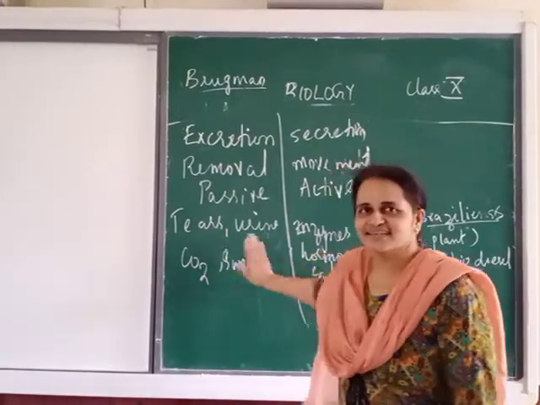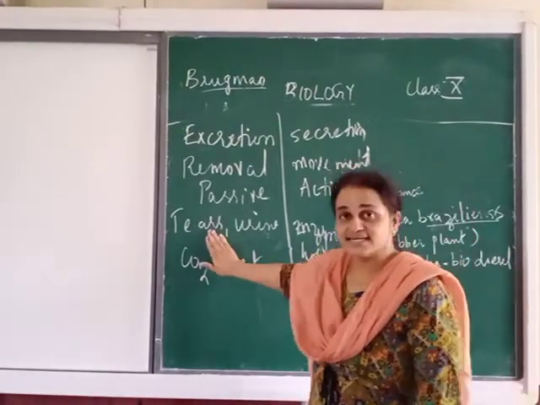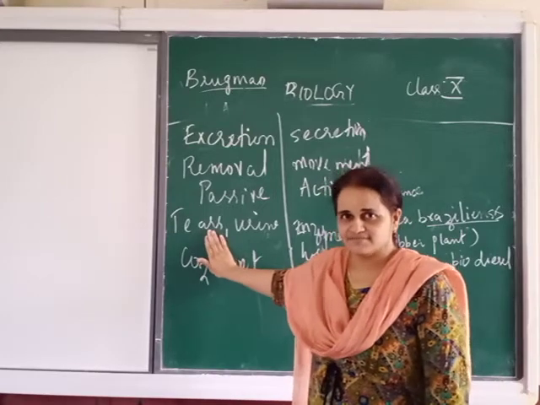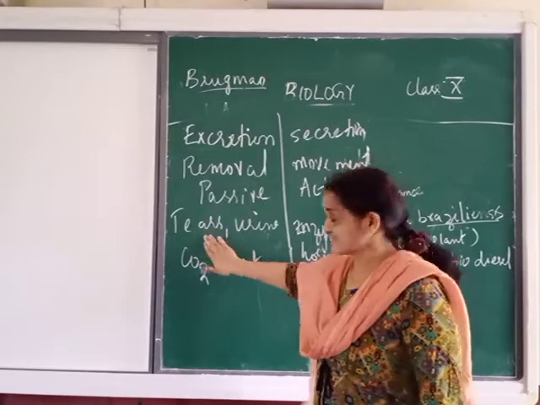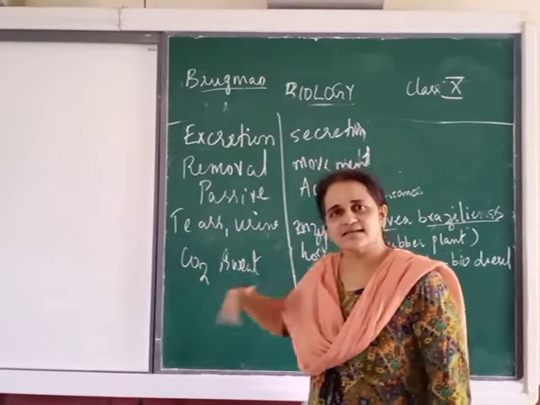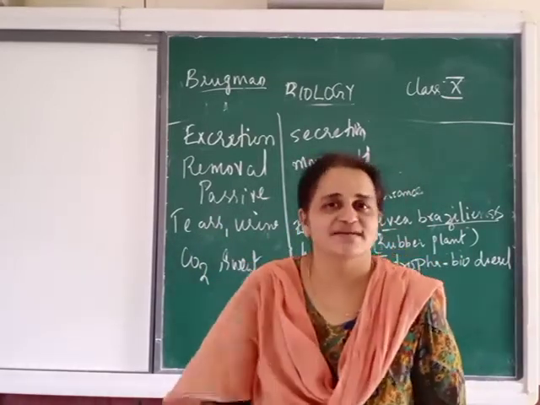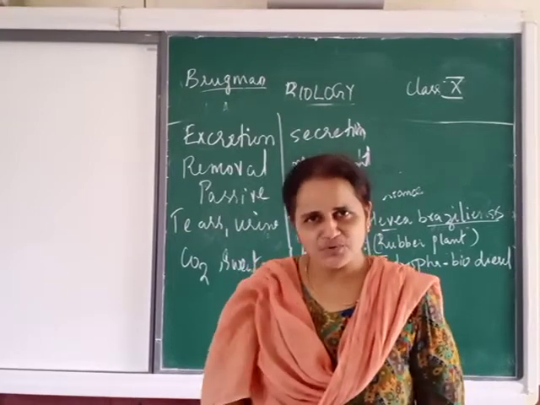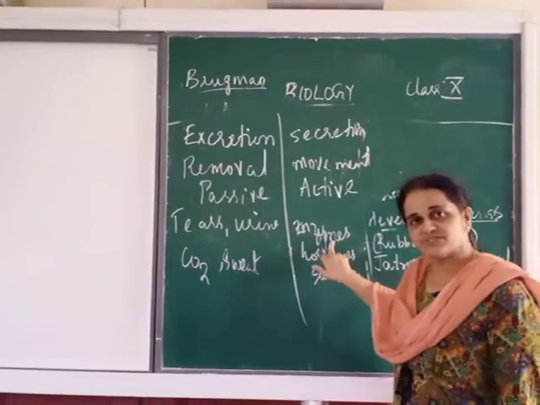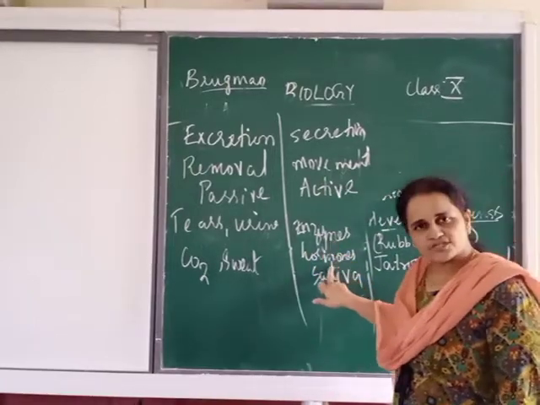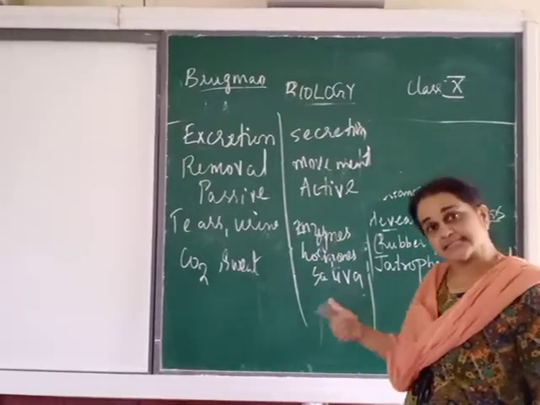Did you understand the example here? Tears, mind it, are not secreted, they are excreted. Why are they excreted? Because they come out. Removal. Did you understand? It is removed, so it is called excreted. While enzymes are secreted, hormones are secreted, saliva is secreted.